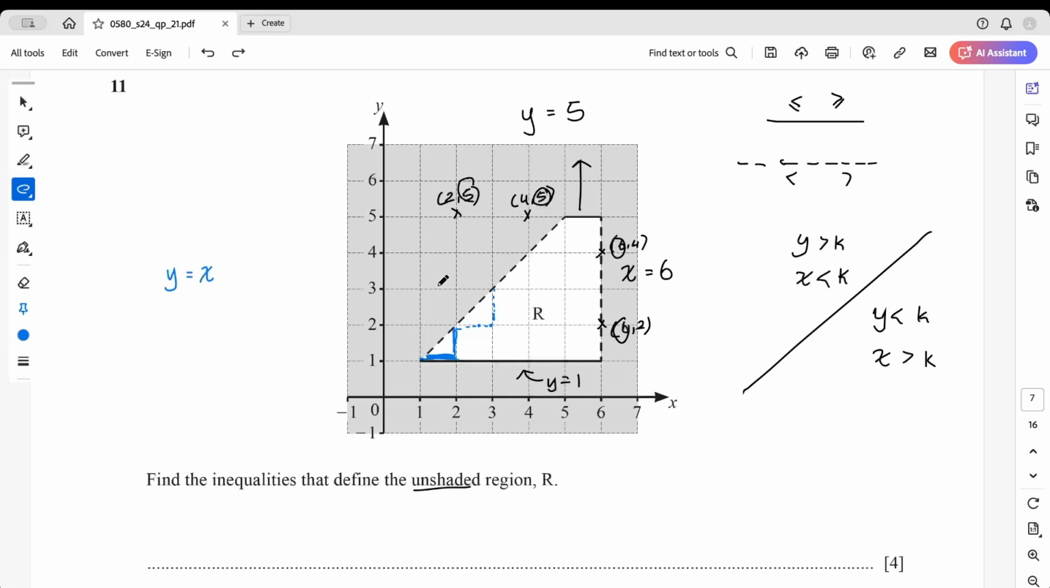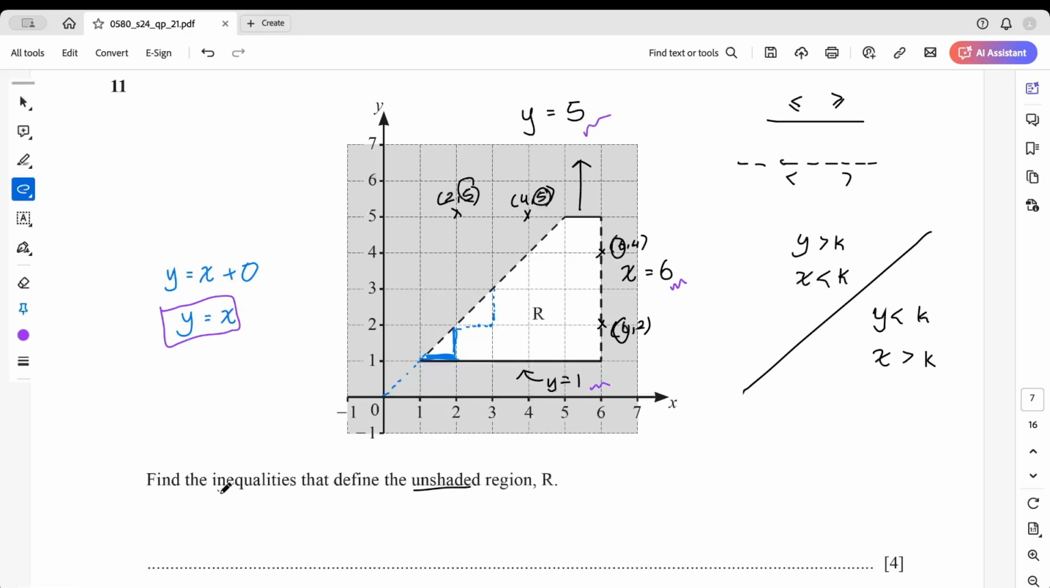Now we need to find our y-intercept. If we continue this line, you will see that it intersects the y-axis at 0. So this is the equation y equals x plus 0. In other words, it's the equation y equals x. Alright, we have our 4 equations now: y equals x, y equals 1, x equals 6, and y equals 5.